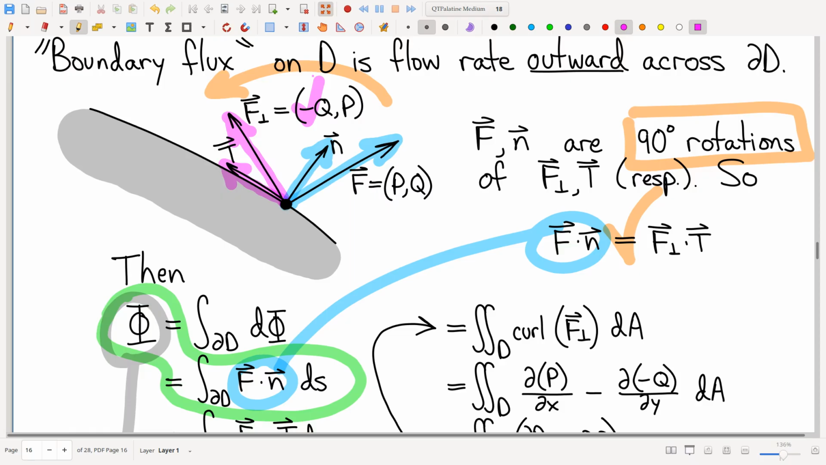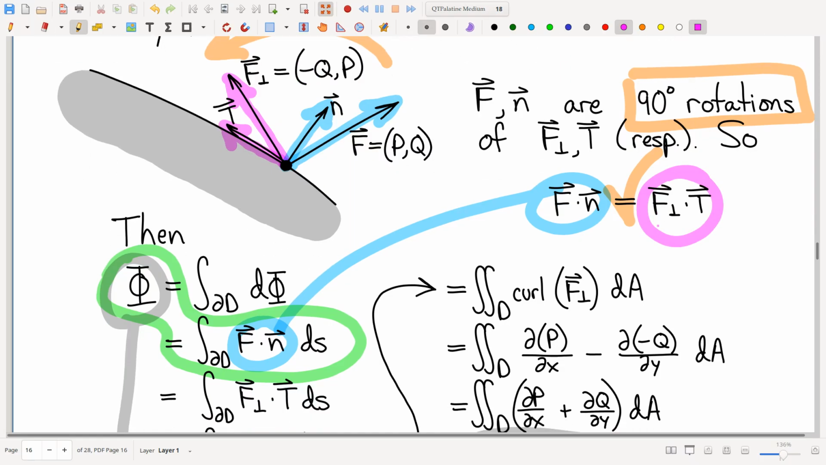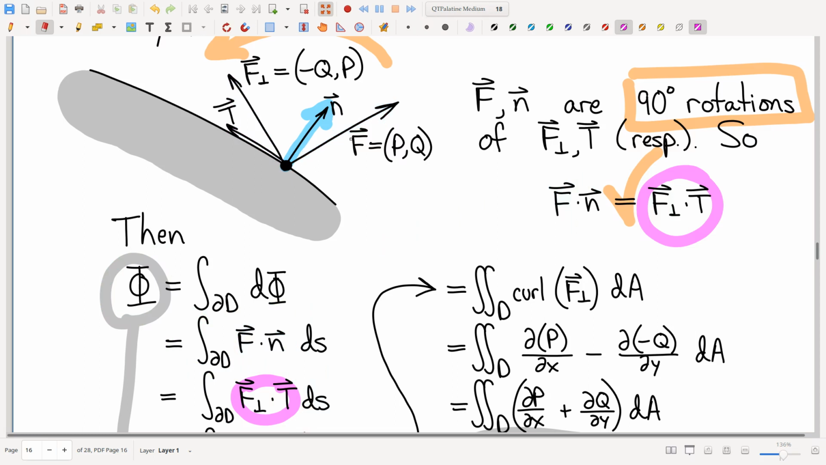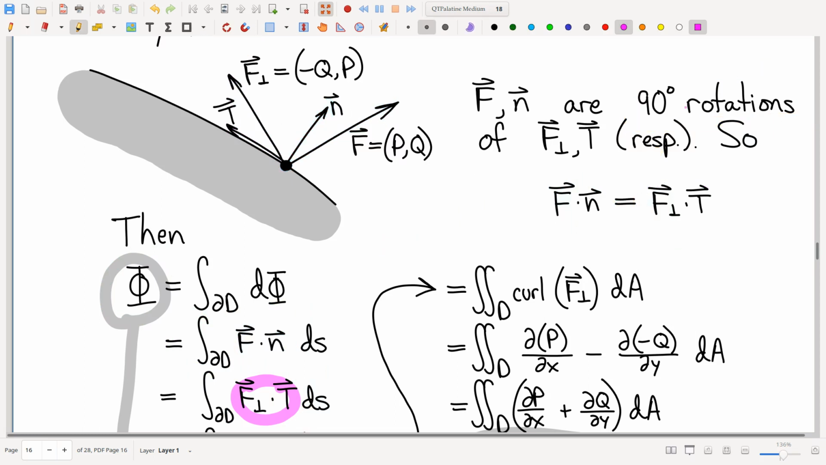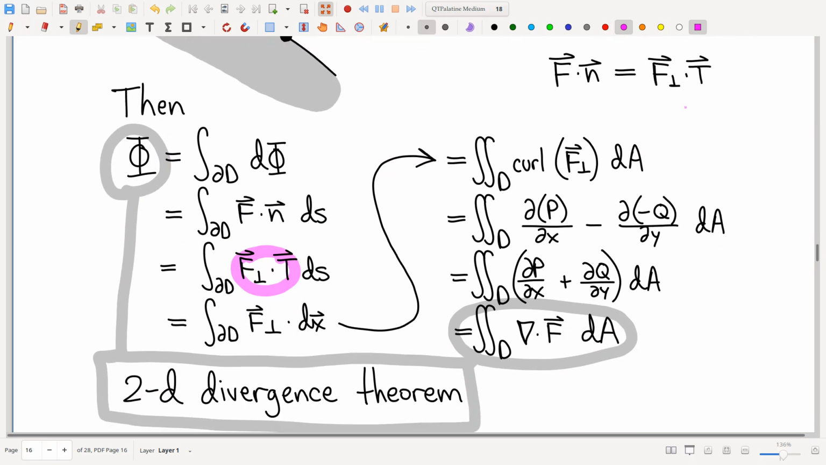Okay, so the blue dot product is the same as the purple dot product. And as such, I can rewrite the integral like this. Everybody on board? Everybody with me? And this is actually fabulous news because with that established, let's look down here. Check it out now.